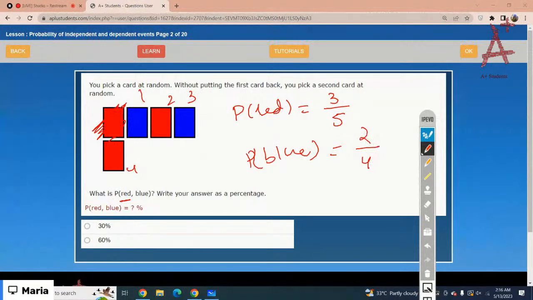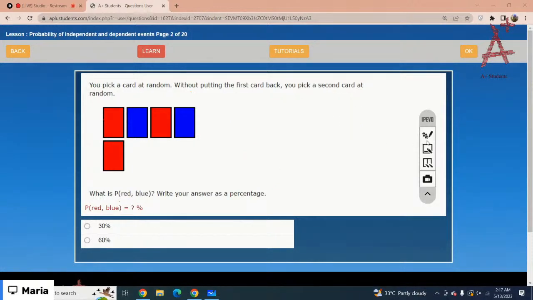Got it? That's the same as we did in the tutorial. So you have to multiply both the probabilities. Probability of red and blue would be 3 by 5 times 2 by 4. That would be 6 divided by 20, so it would be 30%. Got it? So the correct option is 30%. Okay, let's select the correct option.